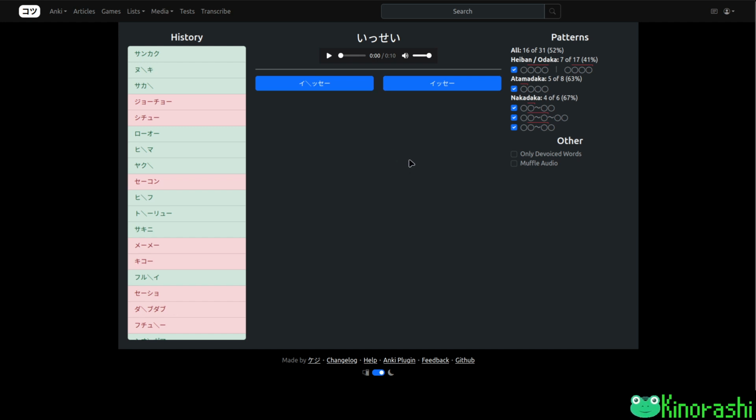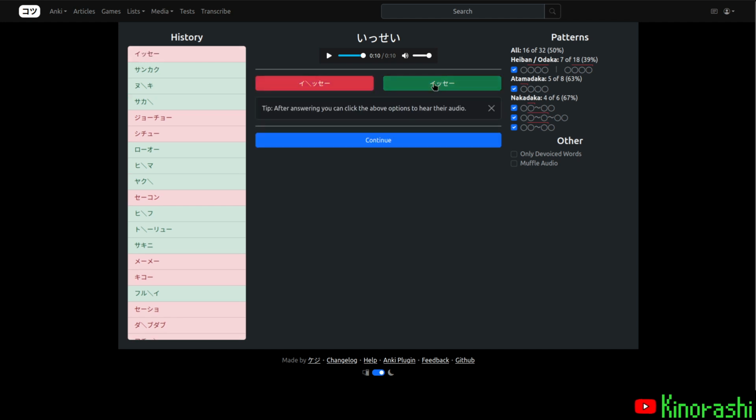Ise. So it's either atamadaka or heiban. I think it's atamadaka. No, it's heiban.